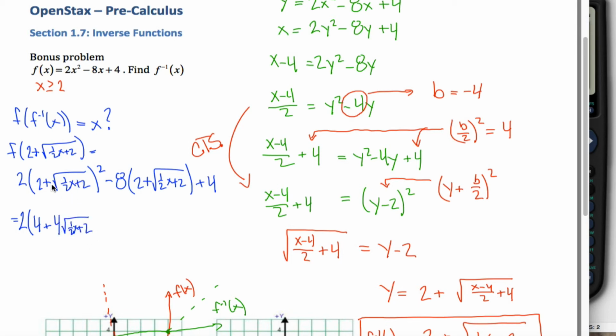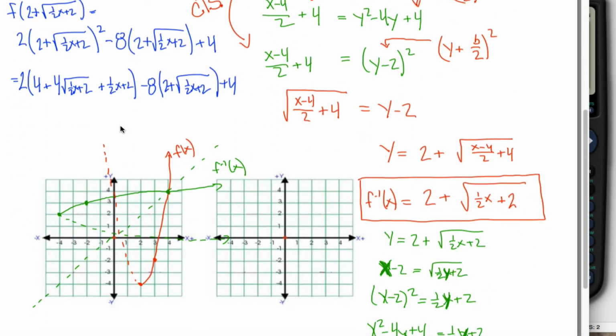And then the L in FOIL, this times this, well, the square root of something times the square root of that same thing would just be 1/2 x plus 2. That's this thing squared. So I got 2 times that minus 8 times 2 plus the square root of 1/2 x plus 2 plus 4. Pretty high level algebra going on here, but I'll continue.